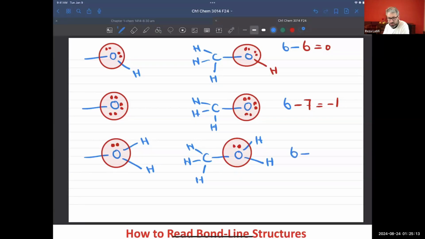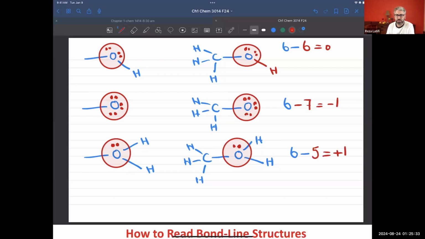Oxygen is in group 6. How many electrons do I see there? I see 5 of them, so oxygen is +1. It depends on how many hydrogens are sitting on oxygen; the formal charge is changing. If you have 1, it will be 0. If you have 2 of them, it will be +1.